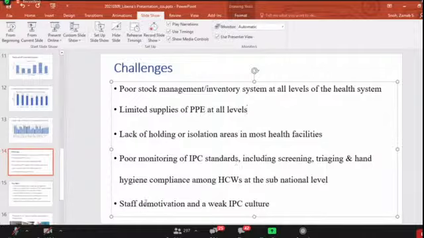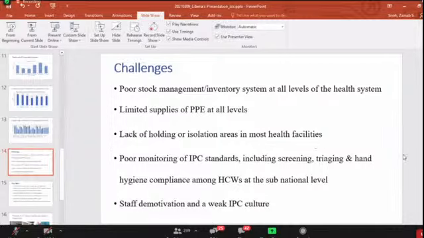Staff demotivation and weak IPC culture. The majority of the staff are not dedicated. That is one of the complaints staff have. They are not dedicated IPC focal persons, so they are doing dual jobs that they are not paid for, but the system is working to ensure how all of these problems can be resolved.